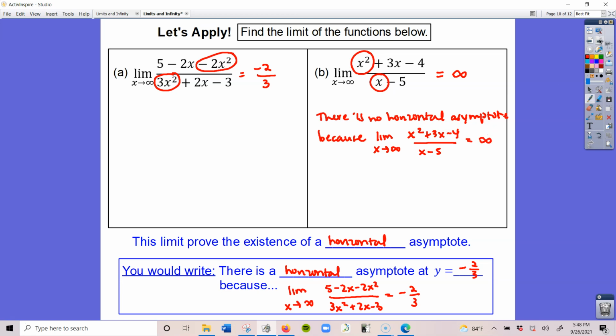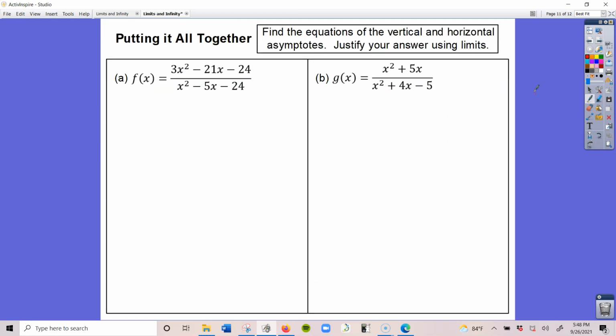So now what we're going to do is put all of this together. With both of these functions, we're going to find the equations of the vertical and horizontal asymptotes, and then we're going to justify the answer using limits. So let's review vertical asymptotes again. In order to find the vertical asymptotes, we have to factor everything.